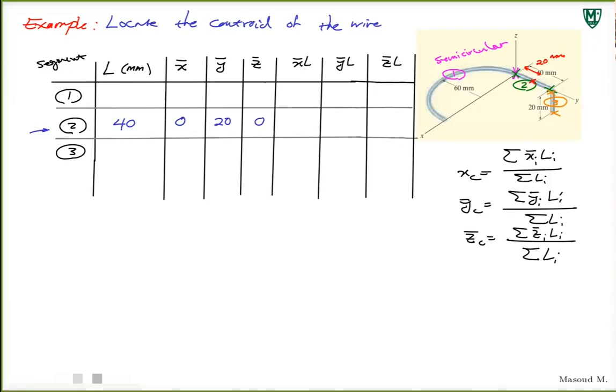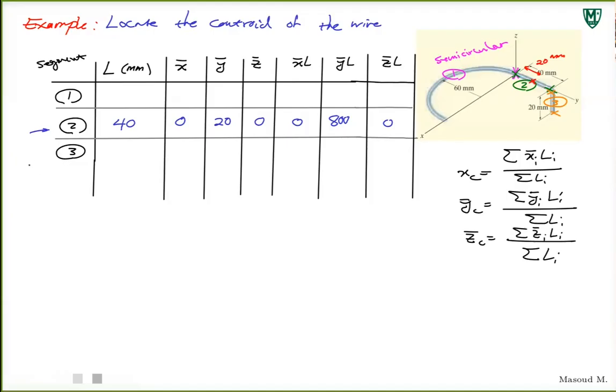X bar L for this is basically 40 times 0, which becomes 0. Y bar L is 40 times 20, which becomes 800. And Z bar L is also 0. This is for segment 2.